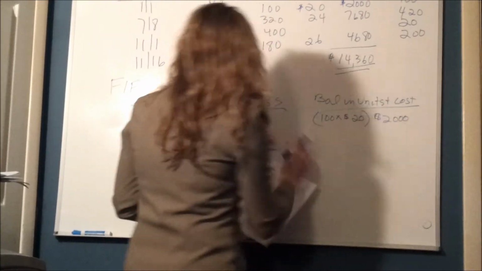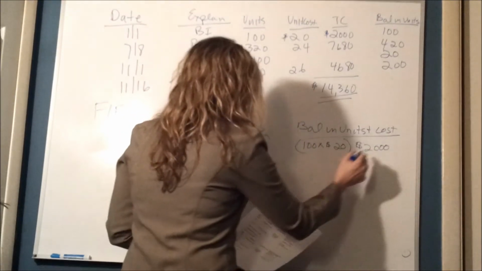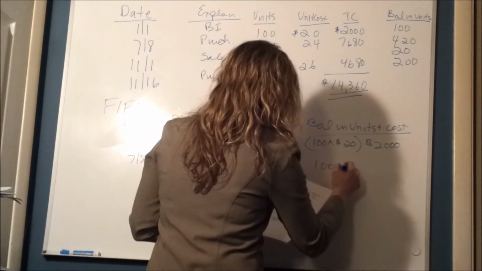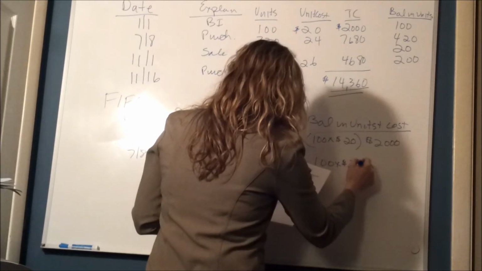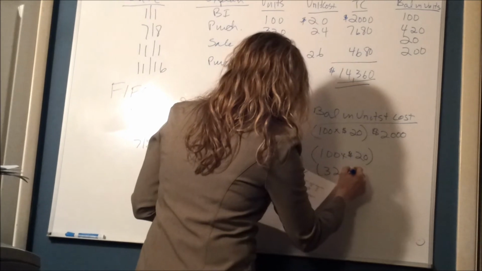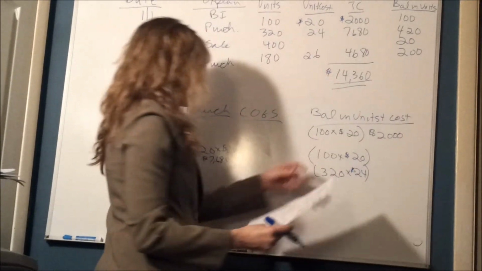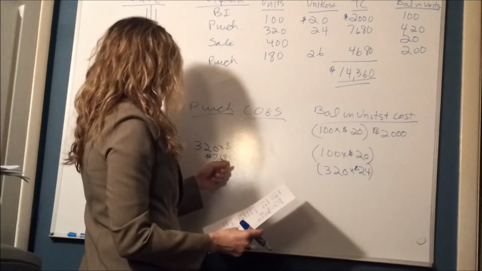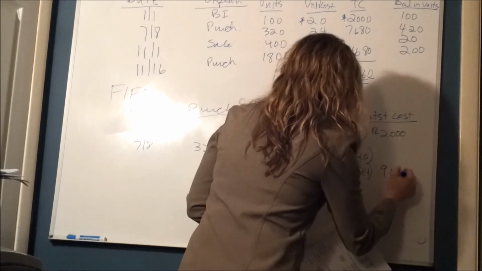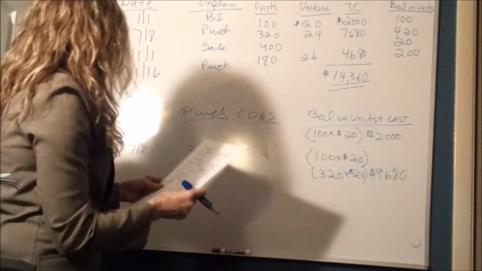So now, if you look at our balance in units and cost, we have the 2,000, right? We have the 100 units at $20. And we also have 320 units at $24. The total with all of this is the $7,680 plus the 2,000. Our total inventory right now is $9,680.